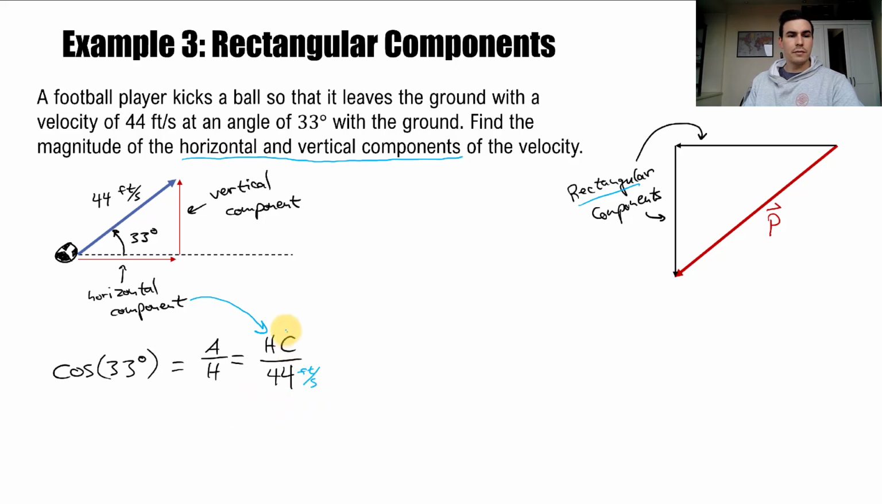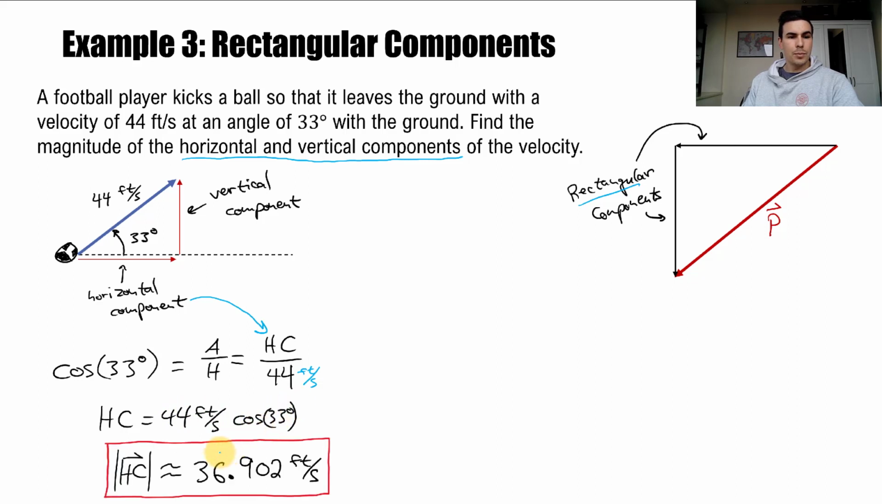Now, if I solve that for the horizontal component, all I have to do is multiply by 44. So my horizontal component is equal to 44 feet per second times cosine 33 degrees. Plugging that into a calculator, I get approximately 36.902 feet per second. That's the horizontal component of this ball's velocity.